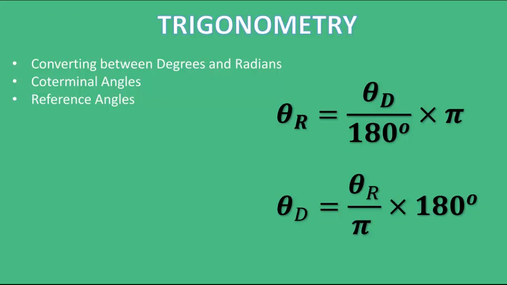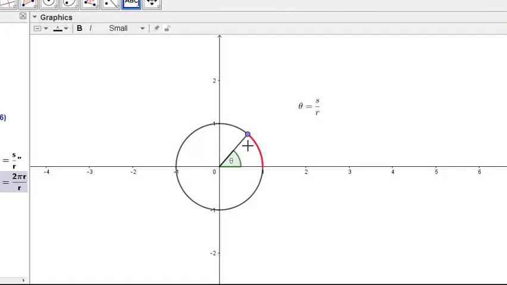Hi, in this video we look at how we can convert between degrees and radians, and we'll also be looking at coterminal angles and reference angles. As we have discussed previously, to determine an angle in radians we divide the length of this arc by the radius, and that gives us this angle. So obviously the angle will increase because the length of the arc will increase. In other words, this value here will increase.